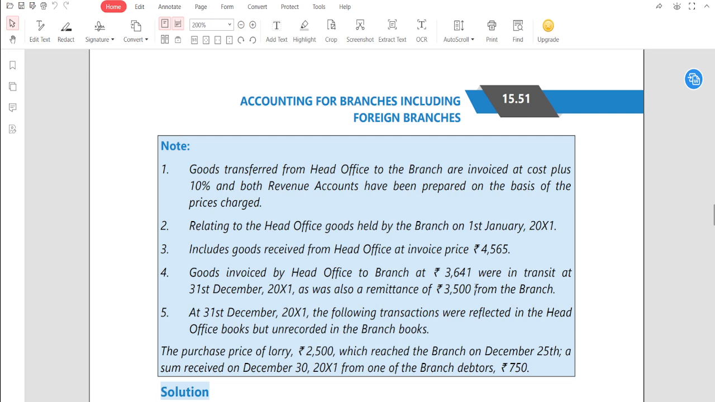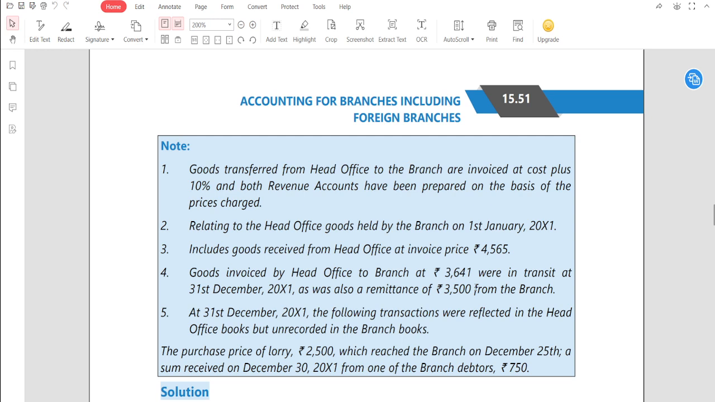Relating to the HO, goods held by the branch on 1st Jan 20 include goods received from HO at invoice price 4565. It means the goods held by the branch on the opening date of 1st Jan include the goods received from the HO at an invoice price of 4565. It means opening stock includes loading. Opening stock includes the loading price, meaning profit. Opening stock में क्या छुपा हुआ है? Profit है sir. We need to unload it.